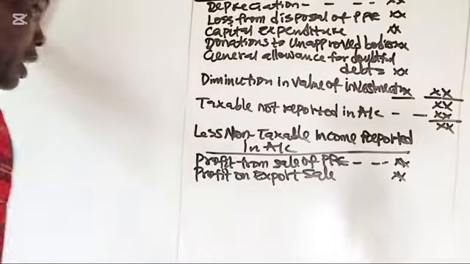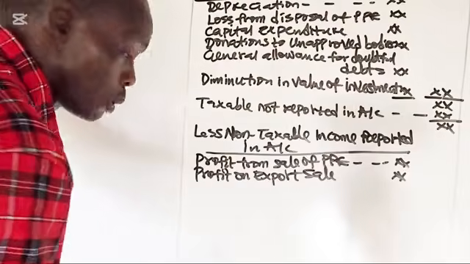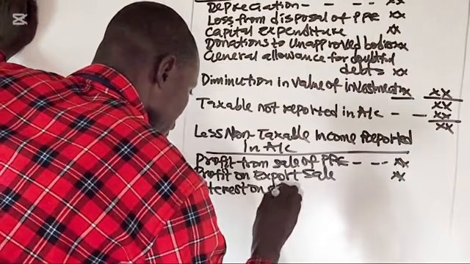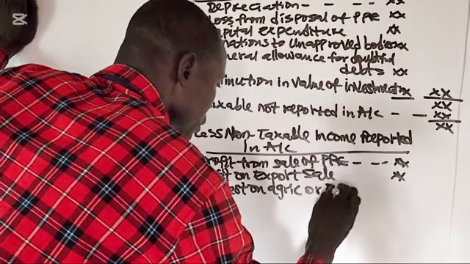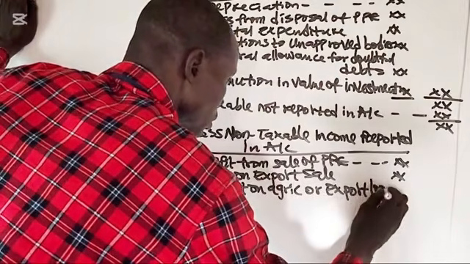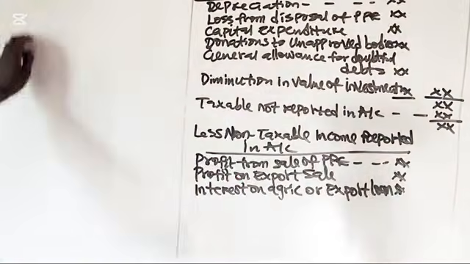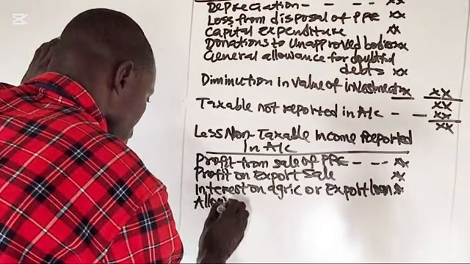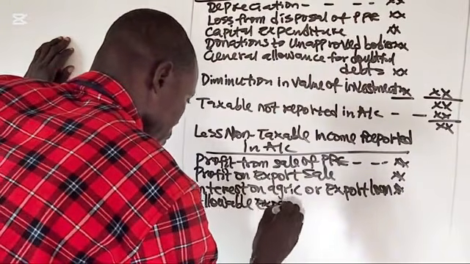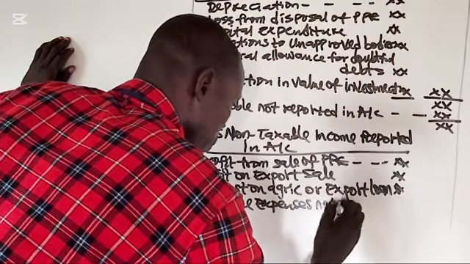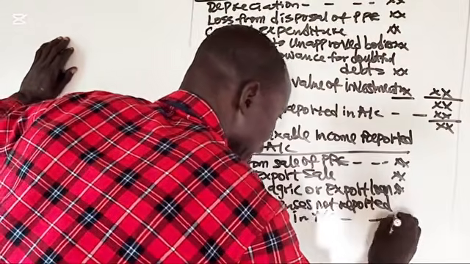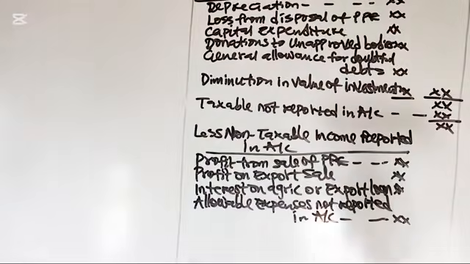Then you may equally have interest on agri or export loan. Then allowable expenses not reported in account. Those expenses that are allowable and which have not been charged in the statement of profit or loss.